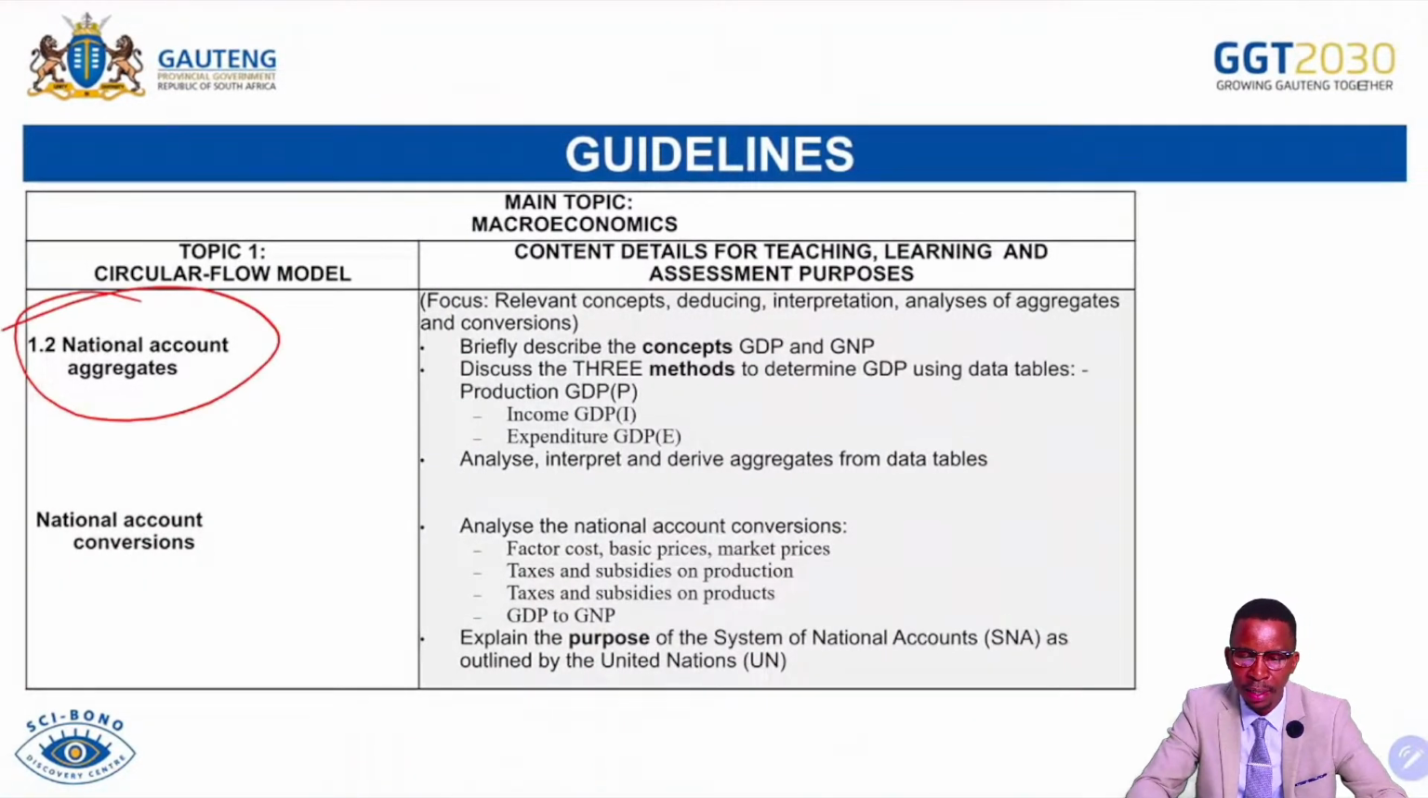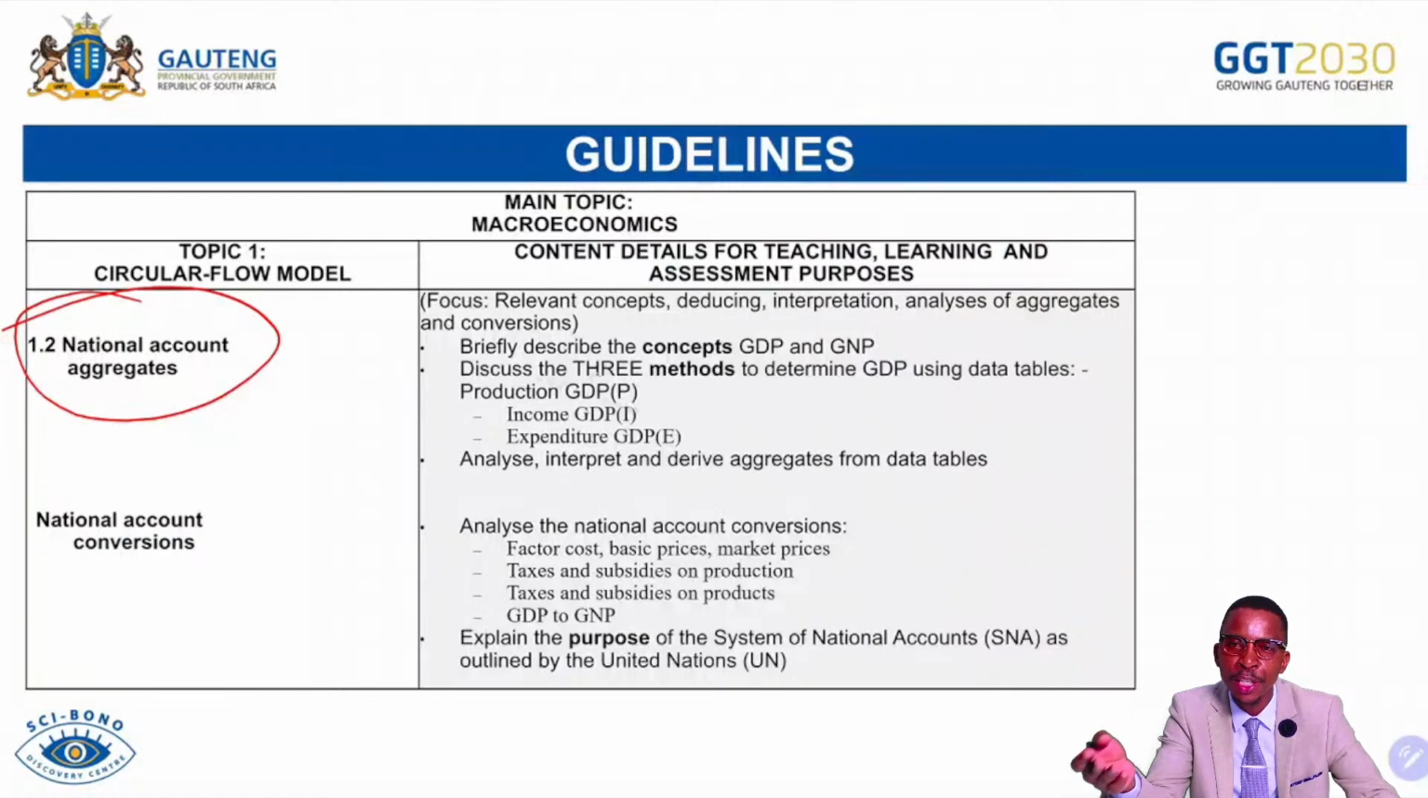Then national account aggregates. It is important for you to know relevant concepts relating to the national account, where we talk about three methods of calculating GDP: income method, expenditure, and the production. Also, the concepts in there, we have compensation for employees that you must know how to describe or define. Net operating surplus, and then we also have consumption of fixed capital. Also know GDP at factor cost, GDP at the basic price, taxes on production, subsidies on production, taxes on products, subsidies on products, GDP at the market price, and then also gross national income. You need to know those concepts.